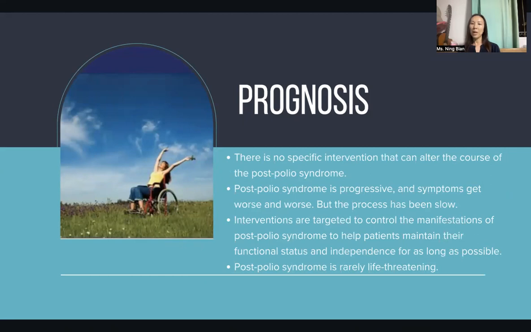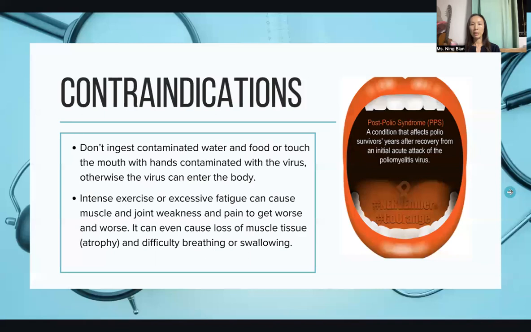Prognosis. There is no specific intervention that can alter the course of post-polio syndrome. Post-polio syndrome is progressive, and the symptoms get worse and worse, but the process has been slow. Interventions are targeted to control the manifestations of post-polio syndrome to help patients maintain their functional status and independence for as long as possible. Post-polio syndrome is rarely life-threatening.